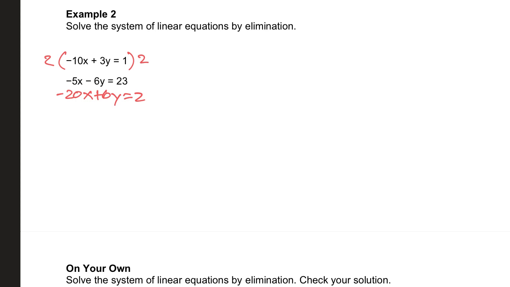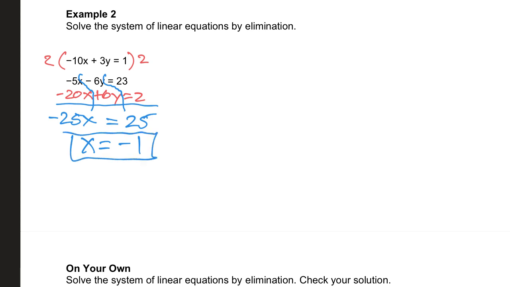So now I can look at my three separate parts of these equations. There's my x's, there's my y's, and then when I put these together, -5x and a -20x is a -25x, positive 6y and a -6y cancel, and then 23 and +2 is 25. So then when you divide both sides, you're going to get x equals -1.